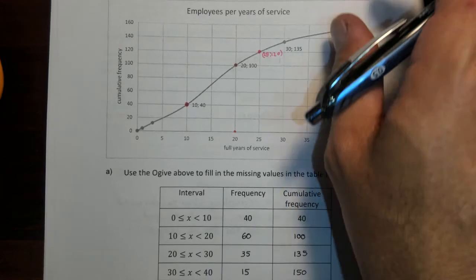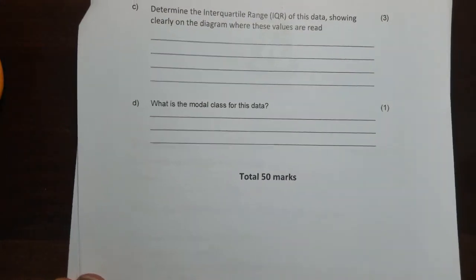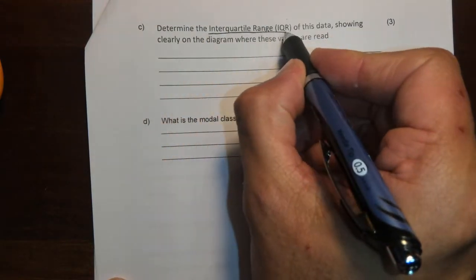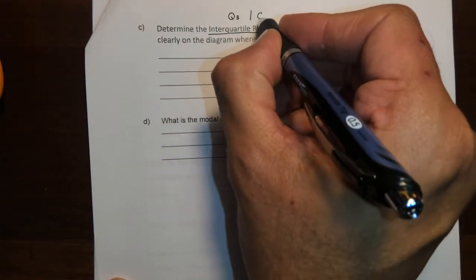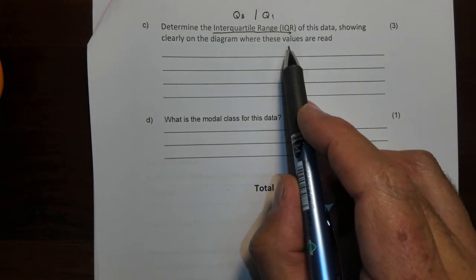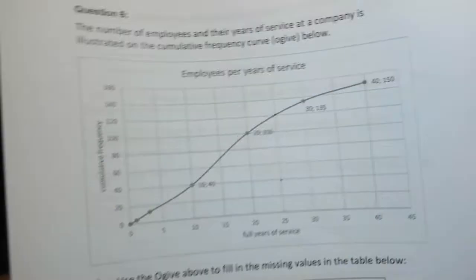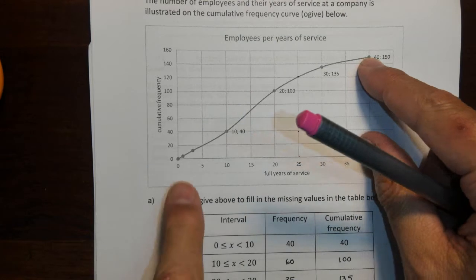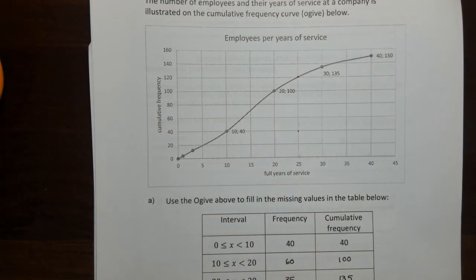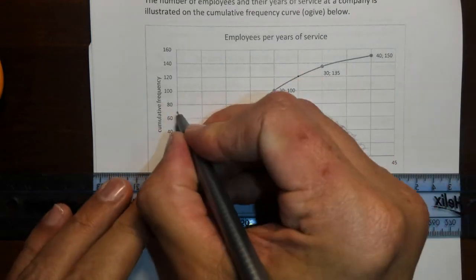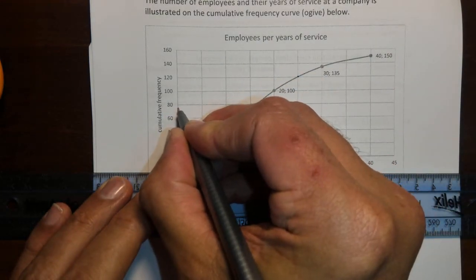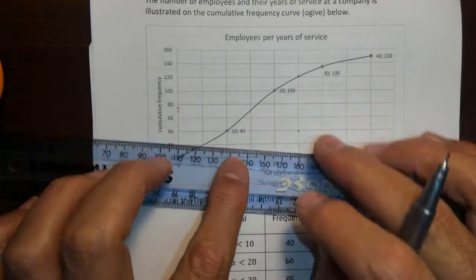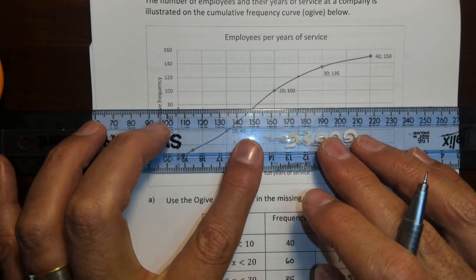Okay, let's have a look at what the next question wants from us. I'm going to go to my other graph for this question. It says, determine the interquartile range. So what do I need? I need quartile 3 and quartile 1, so I can find the IQR, showing clearly on the diagram where you read off these values. So let's go to the diagram. We have a cumulative frequency of 150, starting from here. The middle of that is 75, which is more or less there. So that's where my median value would lie.